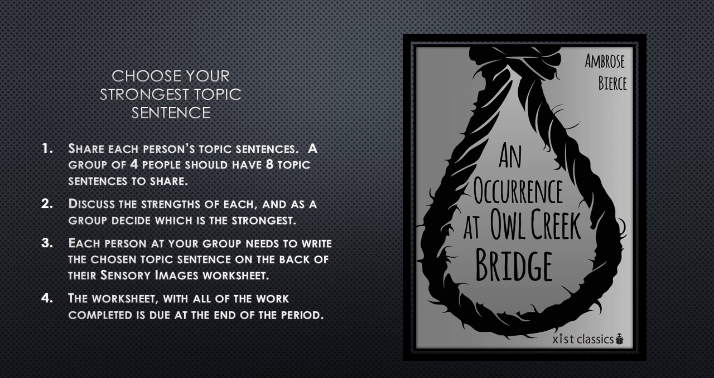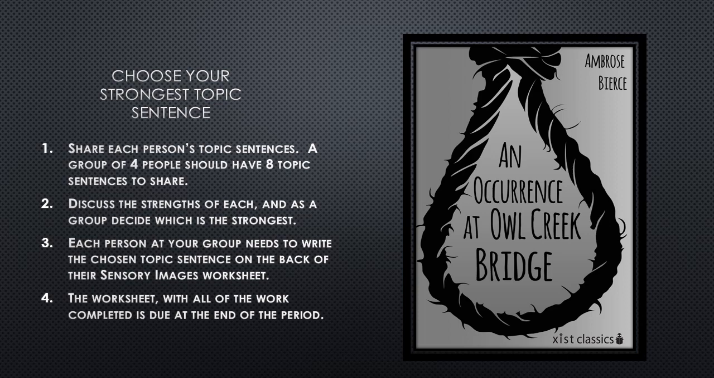All right. So if there's time, now I hope that everybody's at least able to get through the last slide, but if there's time left in class, which I hope there is, this is what I want you to do. I want you to share each person's topic sentence, and at this point, everybody should have 2, which means that a group of 4 should have 8 possible topic sentences. 4 of them should be about the shift in narrative perspective, and 4 of them should be about the differences in sensory images. So you're going to share all 8 of them, and I want you to discuss as a group the strengths of each one, and then decide as a group which one of the 8 is the strongest.